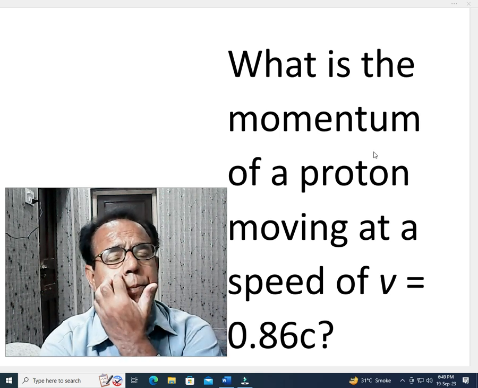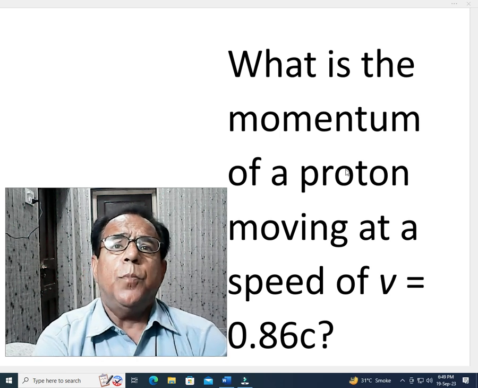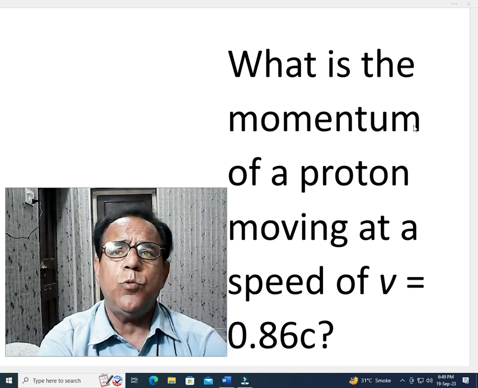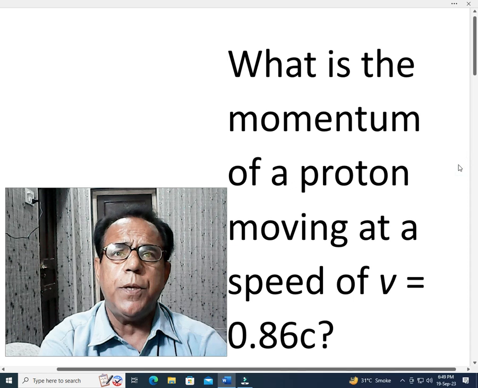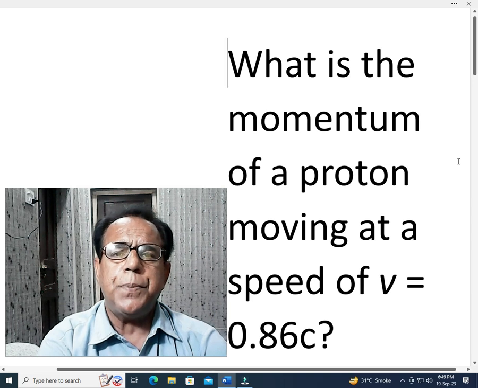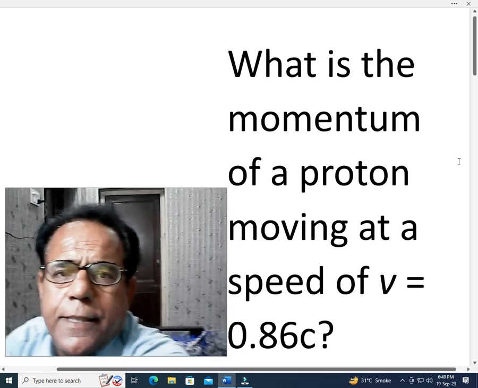This is our next problem having been chosen from the book Modern Physics by Kenneth S. Crane. Okay, as usual we first come to its statement. What is the momentum of a proton moving at a speed of v equal to 0.86 c, where c is the speed of light?